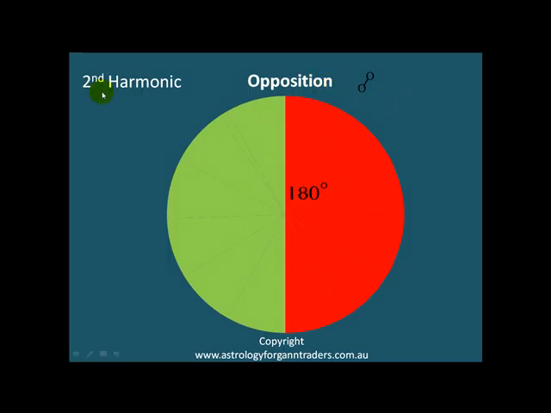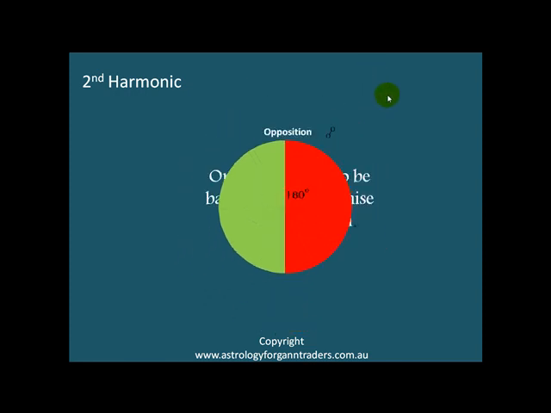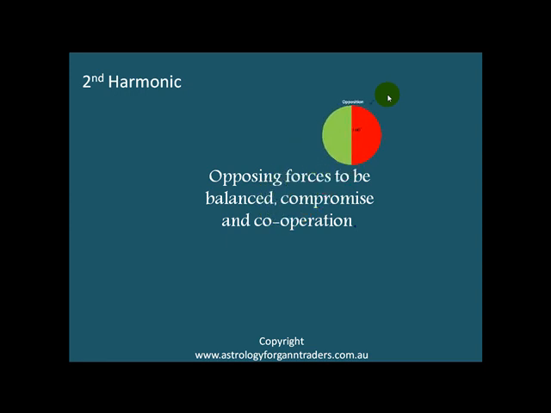Okay, and the last one we're doing is a second harmonic, which is the opposition, basically dividing the circle into half, and the symbol looks like a seesaw. So you've got two people on each side, and it's just basically across the dial. It's two planets across the dial. So here we have opposing forces to be balanced. It's compromise and cooperation. So the opposition is actually not as difficult as a square, because with the opposition you can actually create balance and compromise, but the square, it's like a box.